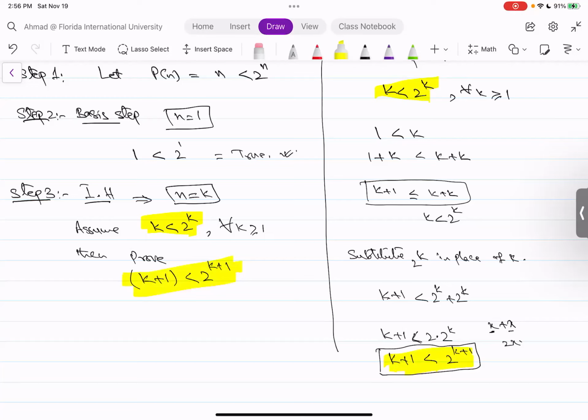So what we learned in this video lecture is how to prove inequalities using mathematical induction, right? In the previous videos, we have seen how to prove equalities using mathematical induction.